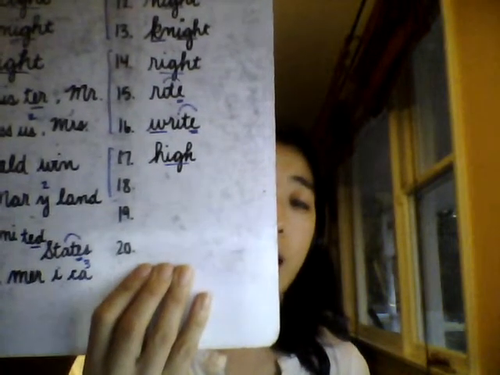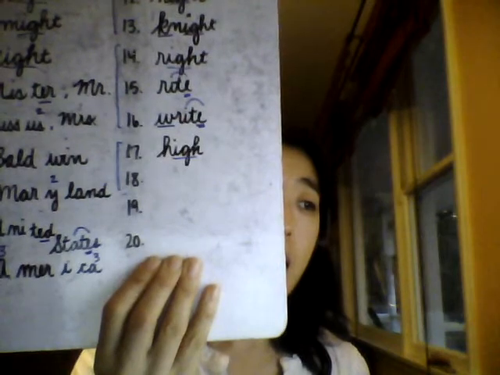17 and 18 are also homophones. High and hi. The first high is as in the opposite of low. My goal is to climb that high mountain. High. Think to spell H-I. Spell high as in the opposite of low out loud. H-I-G-H. High.